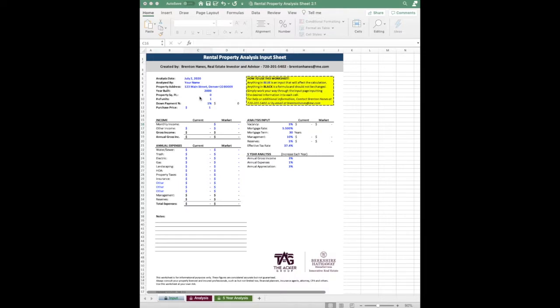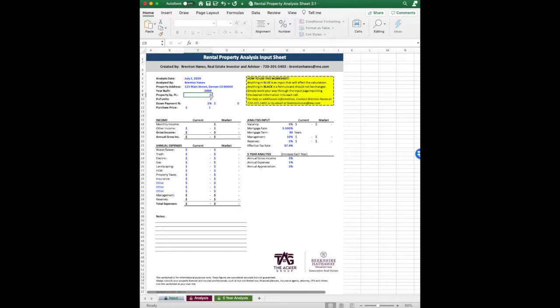So let's dive in. First one's going to be the date. I want to know what date I analyzed it. The next field, I'm going to put in my name, so who analyzed it. There's a group of us that look at these, so we can see who analyzed it. I'm not going to put in the property address, just for the sake of, it doesn't really matter at this point. Neither does year built.